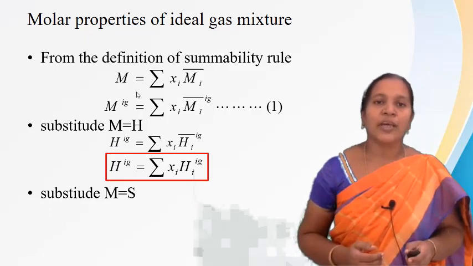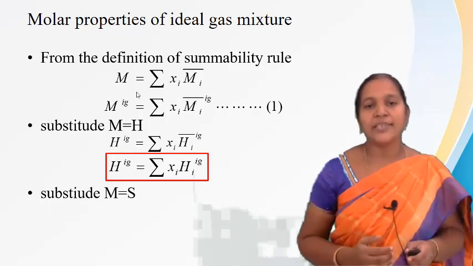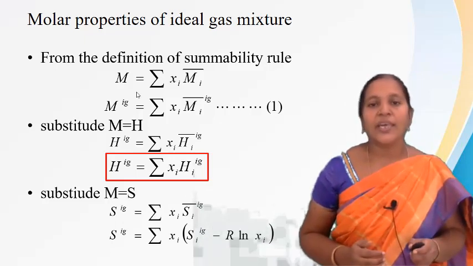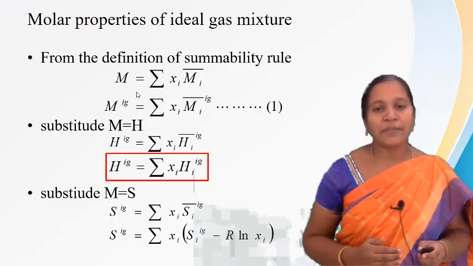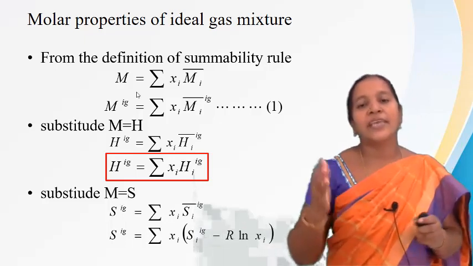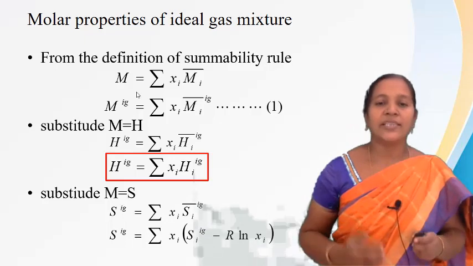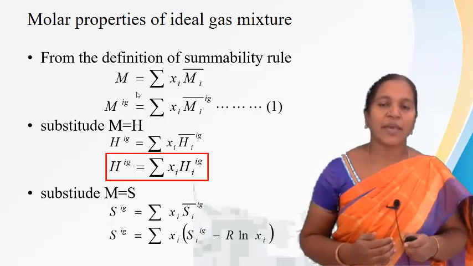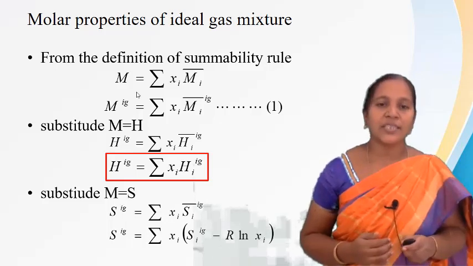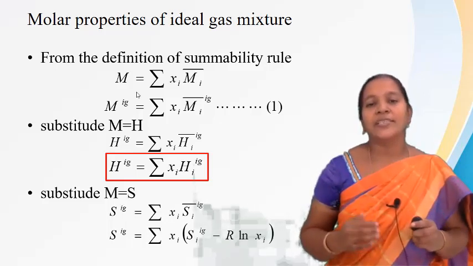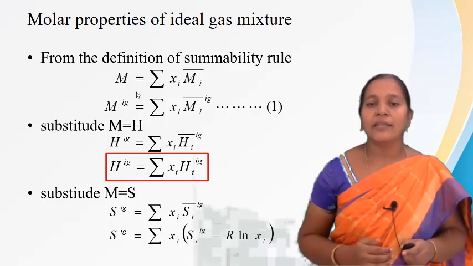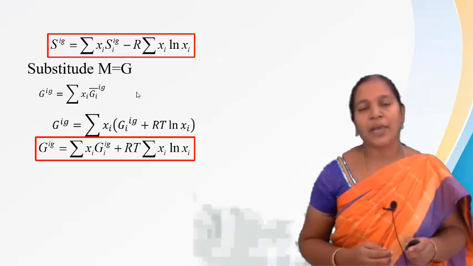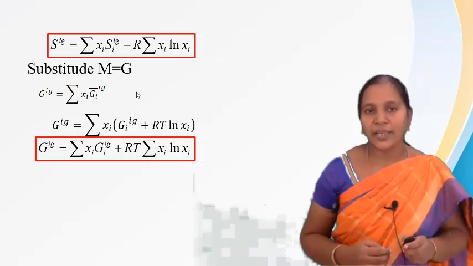Then substitute M with entropy, that is S. Therefore, S^ig is equal to sigma xi Si bar ig. Previously, we derived the expression Si bar ig is equal to Si^ig minus R ln Xi. Then replace in place of Si bar ig. Therefore, S^ig is equal to sigma Xi into Si^ig minus R ln Xi. Therefore, S^ig is equal to sigma Xi Si^ig minus R sigma Xi ln Xi.